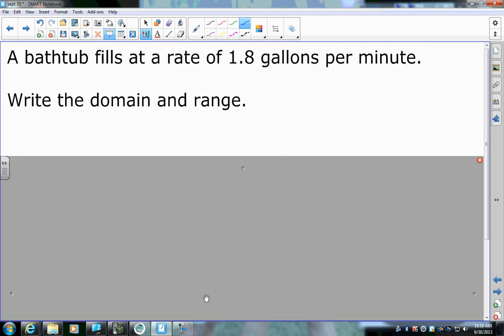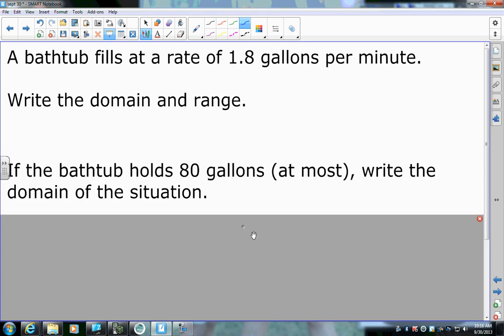Okay, let's look at this one. On your next one, it says, if a bathtub holds 80 gallons of water, a bathtub fills at a rate of 1.8 gallons per minute. Write the domain and range. Well, it says that the bathtub holds 80 gallons at most. Write the domain. So first off, we need to write an equation.